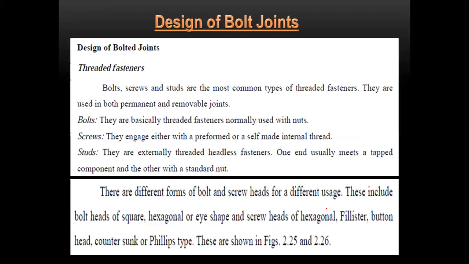Okay, next, design of bolted joints. Here we are having only the design concept of the bolted joint. The threaded fasteners: bolts, screws, studs are the common types of threaded fasteners. When we have a thread on the surface of any rod, we call it a screw or a bolt. So the bolt is like this.